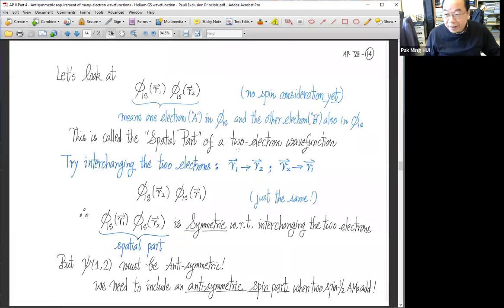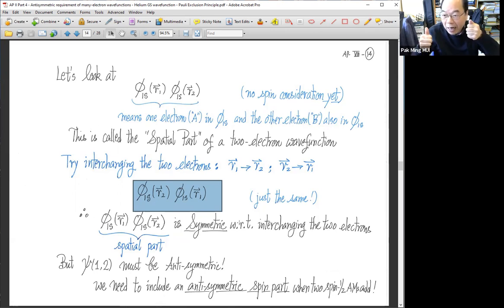So we are near to getting at the proper form of the helium ground state. We know the spatial part: two particles in the same 1s independent particle state must be symmetric, because that's the only way you can write it down in this form. And this is symmetric. Therefore, in order to obey the antisymmetric requirement, we have to go into the spin part.